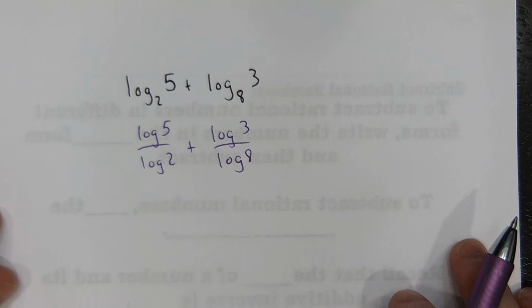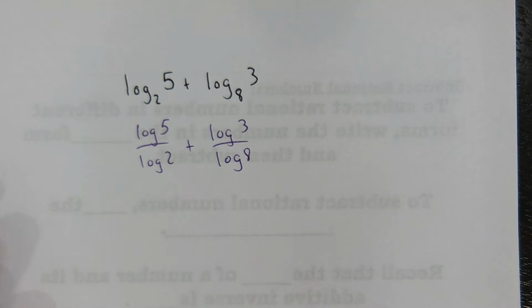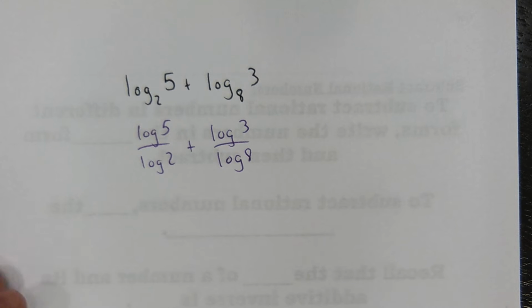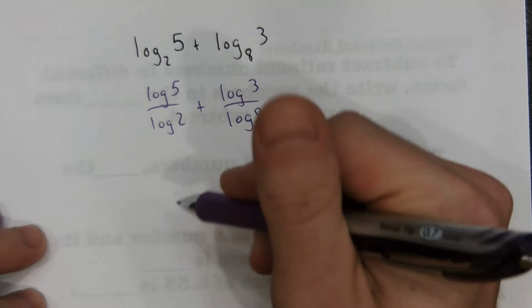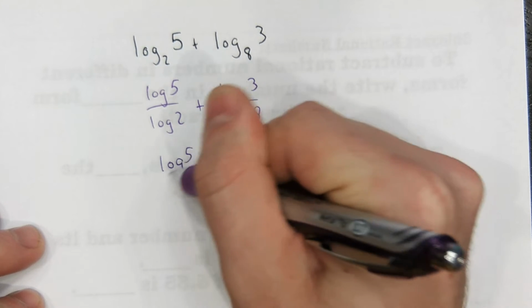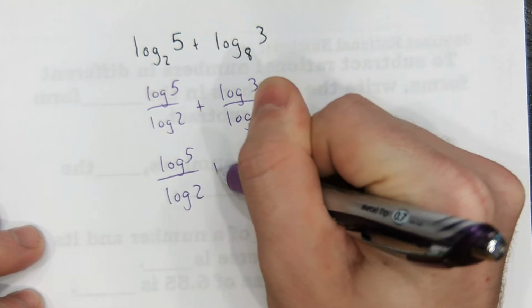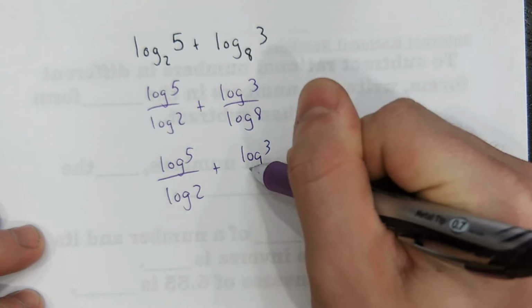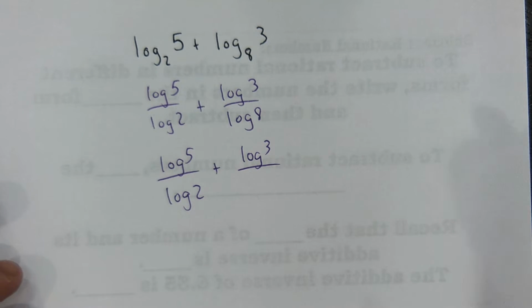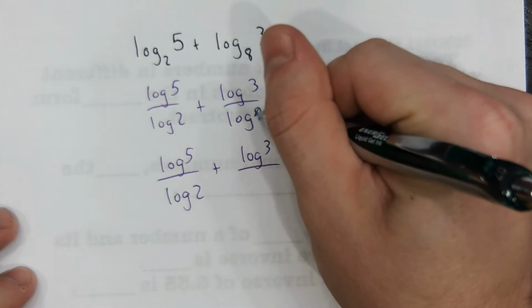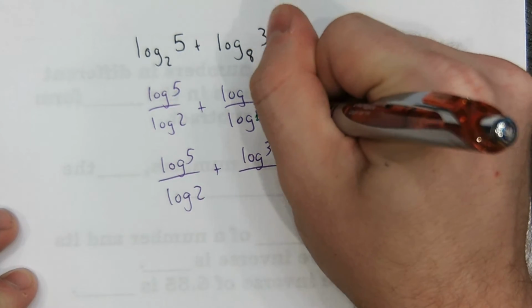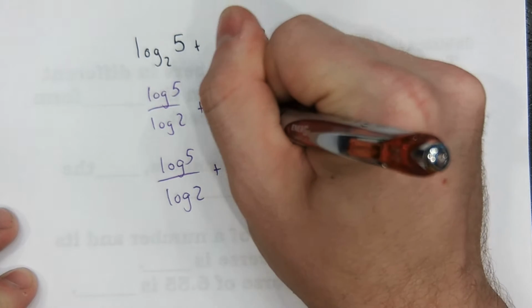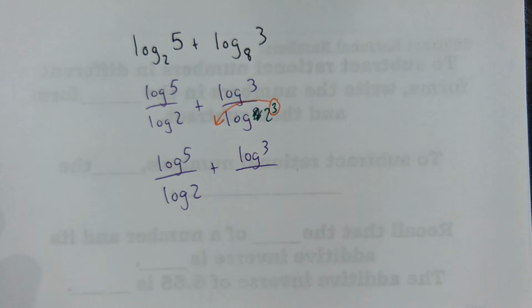Yay, math. Anyway, here I'm trying to add two fractions, which can only be done if they have the same denominator. Lucky for us, 8 is a power of 2. This 8 right here can be thought of as 2 to the third, which would give us the ability to take this 3 and move it to the front of this logarithm right here.